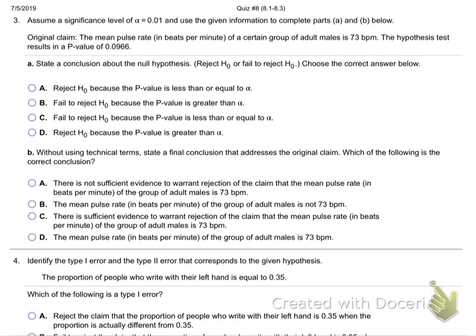I don't know if I paused earlier or what, but I'll start it from the beginning again. Assume a significance level of 0.01. The original claim, the mean pulse rate is 73. So we have the null. Let me write the claim up here first. The claim is that the mean is 73. For means, we always use mu. For proportions, we always use p. So they're saying that the mean is 73. So I wrote equals.